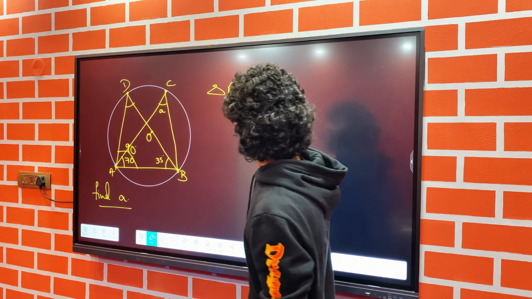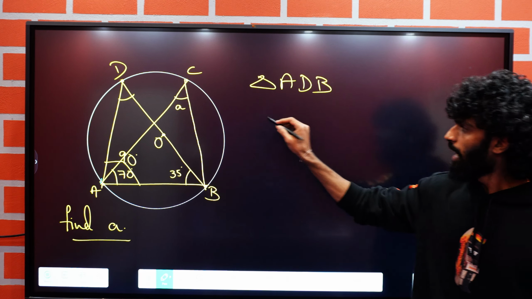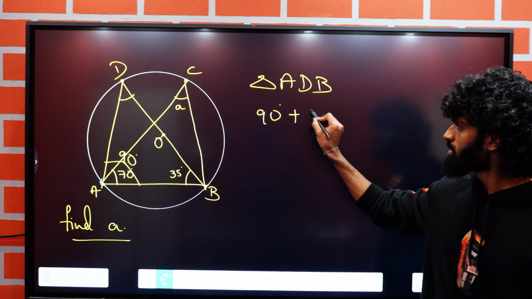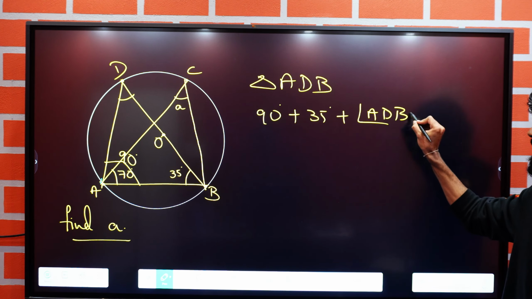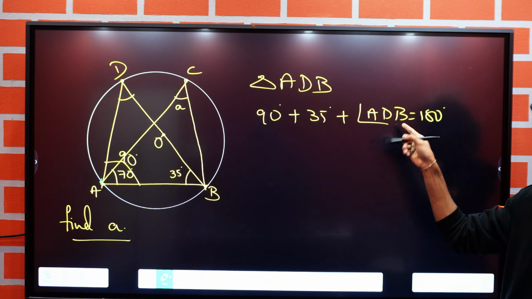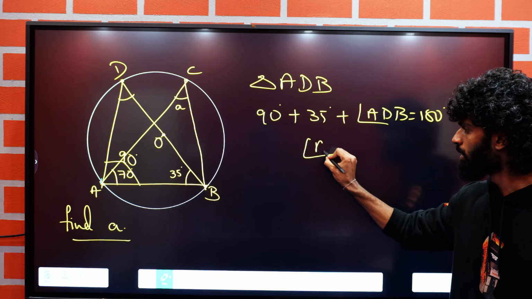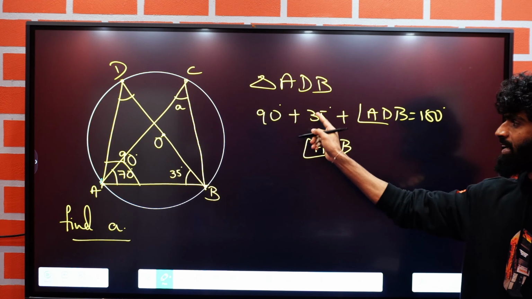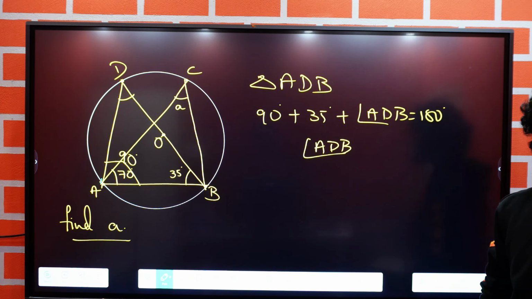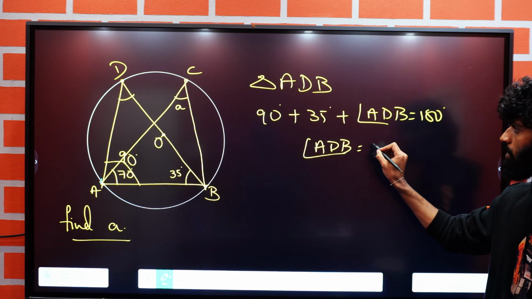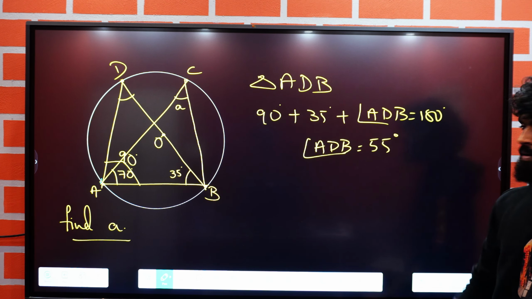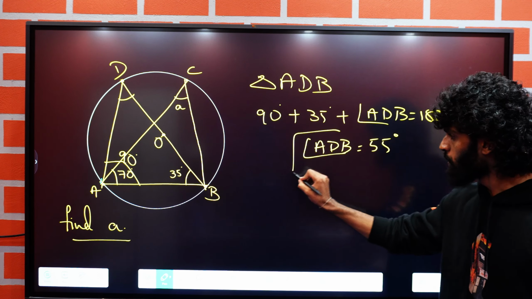ADB, I'll find 90 degree plus 35 degree plus angle ADB equals 180. Based on this, obviously we are going to find angle ADB, which is nothing but 90 plus 35 will give me 125. 180 minus 125 will give me 55. Correct? Now, ADB equals 55 degree.